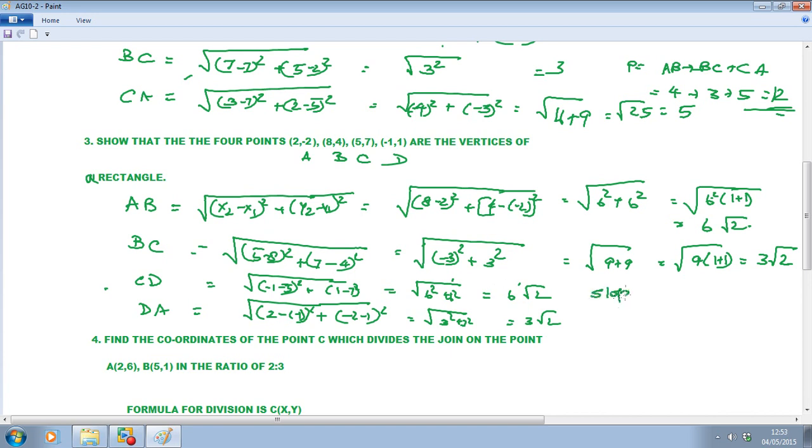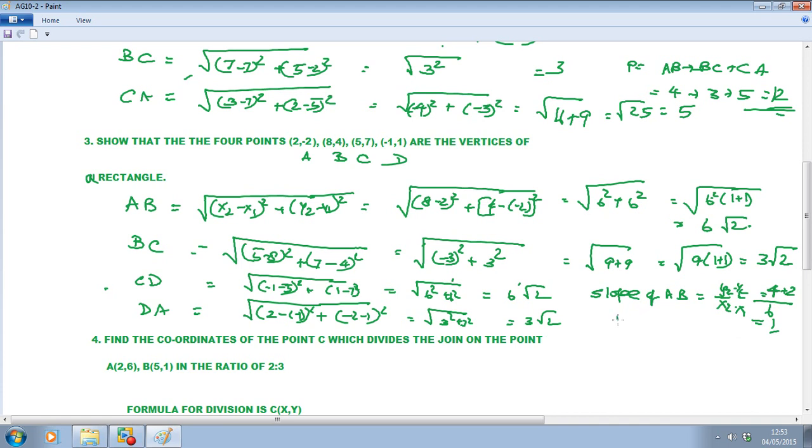So we will find the slope of AB. What is the slope of AB? Slope is y by x, which is y2 minus y1 by x2 minus x1, is equal to 4 minus of minus 2, minus of minus 2, then becomes plus. Now you find the slope. Slope is 1.